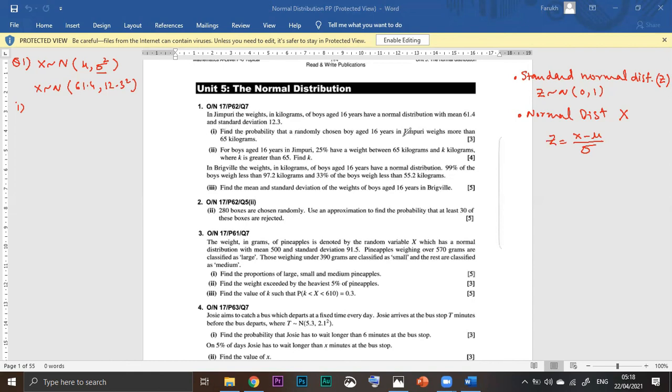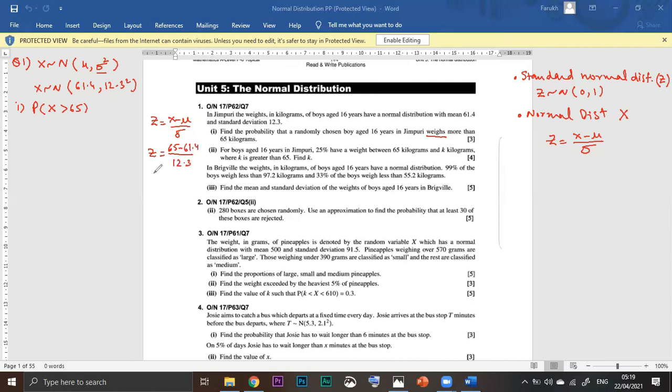Part number 1, the weight is more than 65 kg. So this one is the value of X, probability of X greater than 65. We want to find out the probability when X is greater than 65. First of all, we will convert this one into Z. The formula of conversion is Z is equal to X minus mu over standard deviation. Z is equal to 65 minus 61.4 divided by standard deviation, which is 12.3.